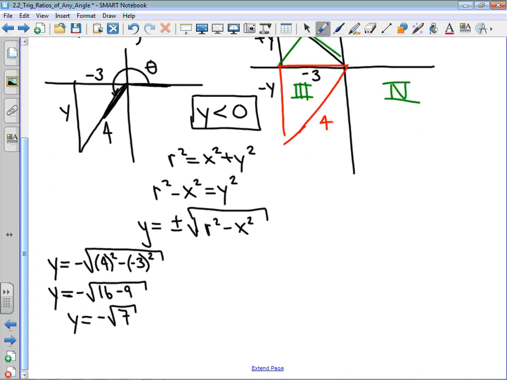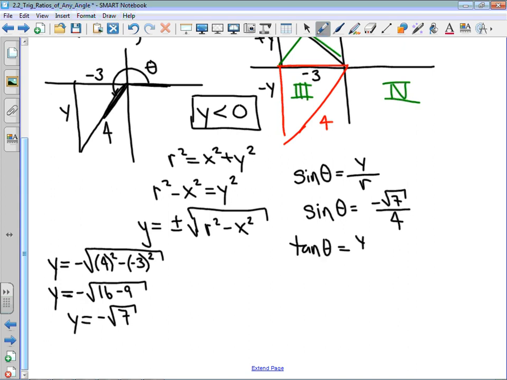Well, now that I know what y is, and I know x, and I know r, we were given that in the question indirectly. I can say that the sine of theta, which is y over r, for this particular question, is going to be -√7 over 4. And we have to leave it like that. That's exact. Tan theta is equal to y over x. So for this particular angle, tan theta is -√7 over -3. What's a negative divided by a negative? Well, it's positive, right? So tan of theta should actually be written as √7 over 3.